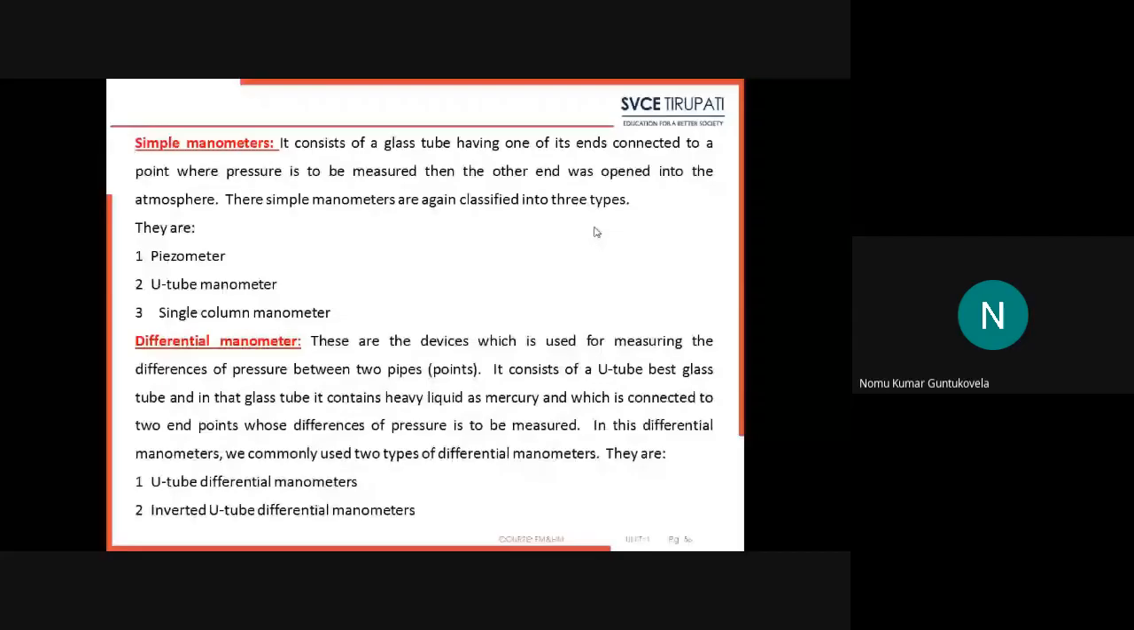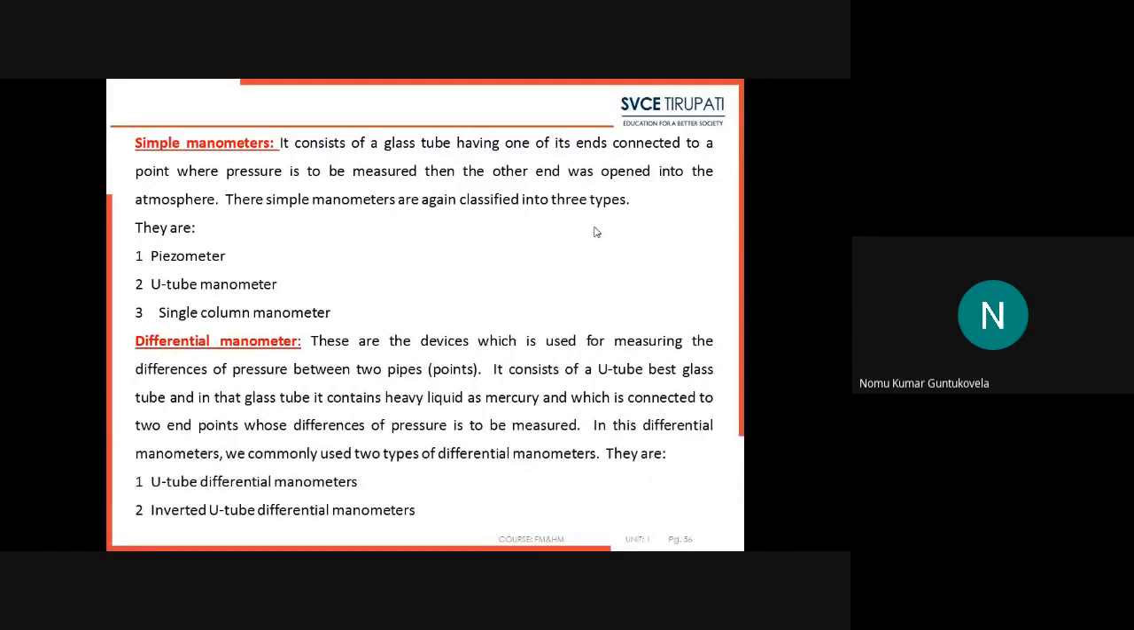Okay. So we'll come into the differential manometers. Here we are finding the difference of pressure between any two points. Okay, any two points. So I'll come into the simple manometer. One end of the manometer is open to the atmosphere.